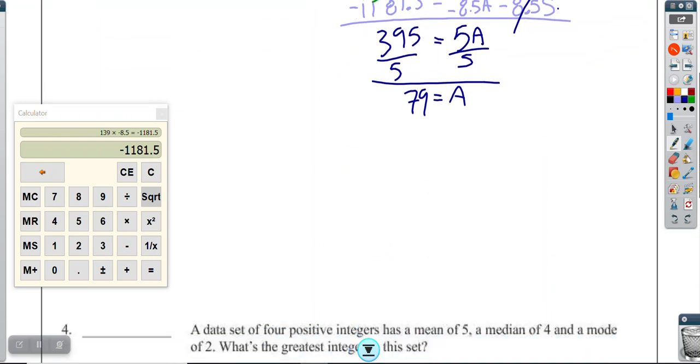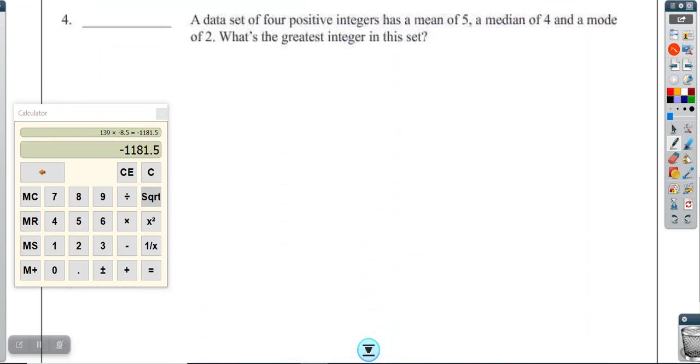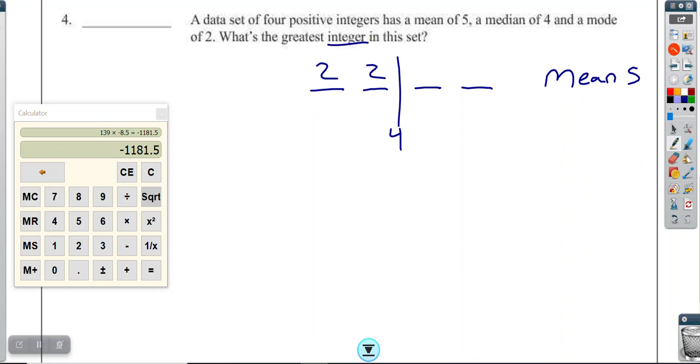All right. Problem number 4. A data set of 4 positive integers, so I have 1, 2, 3, 4 positive integers, has a mean of 5, a median of 4, so my median's in between those two numbers, and a mode of 2, so that means I have two 2's. What is the greatest integer in the set? An integer is a whole number, so this number right here has to be 6, because 4 is halfway in between 2 and 6.